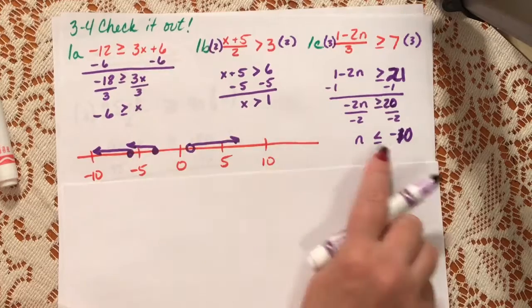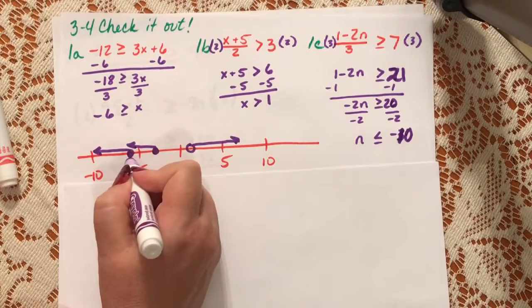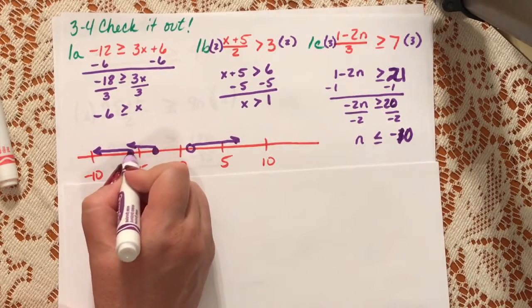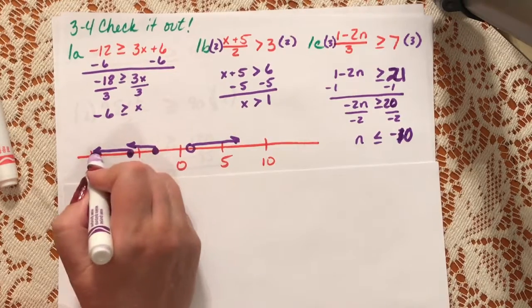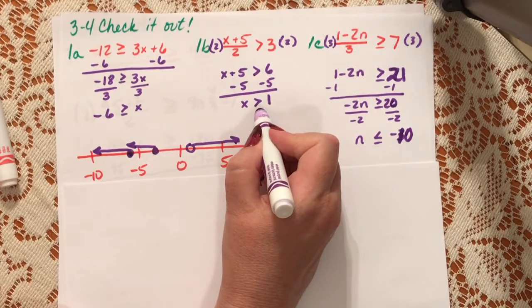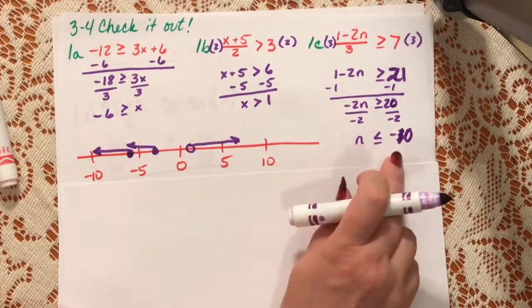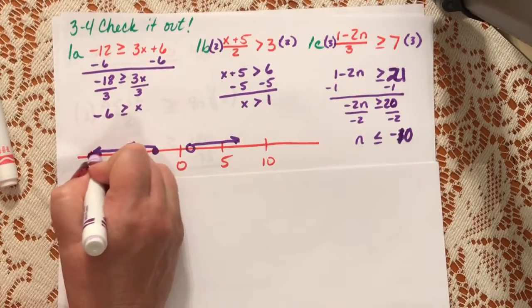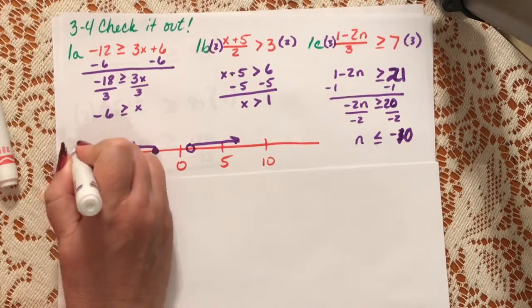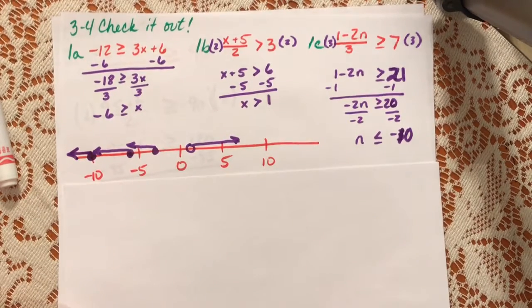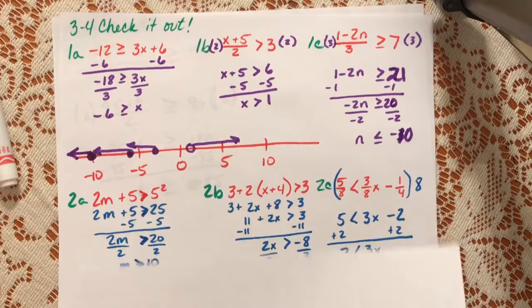And of course they're going to ask us to graph all of these. Negative 6 is a closed dot, and x is smaller than that. 1 is going to be an open dot, and x is larger than that. And then we're going to go down to negative 10, which is a closed dot, and n is smaller than that. If you have any questions, please make sure to ask.